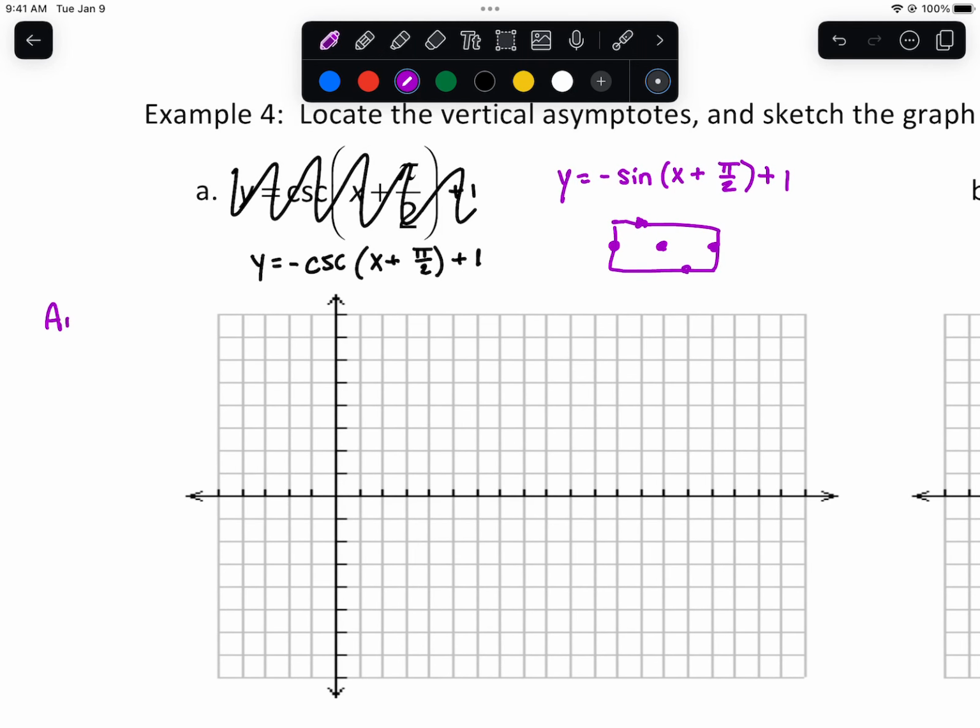The amplitude number that matches with this is 1. I know there's a negative out in front. That just means it's going to start going down first instead of up. So we'll address that in just a second, but it's still going to go up and down 1 unit.